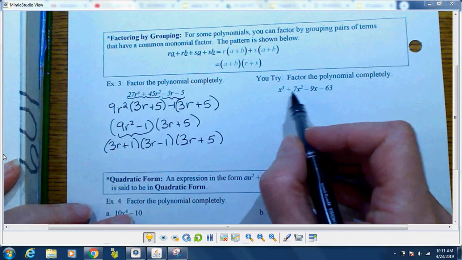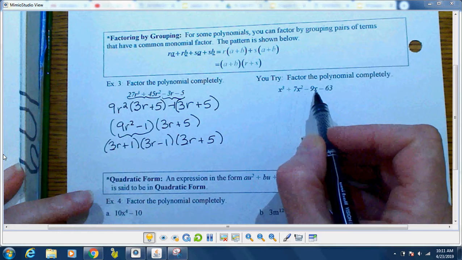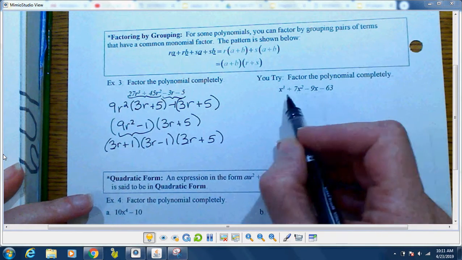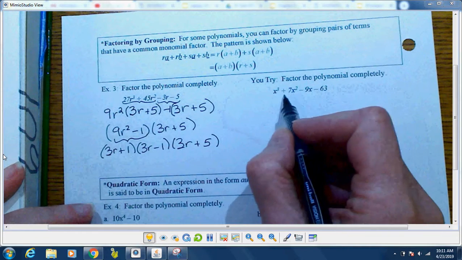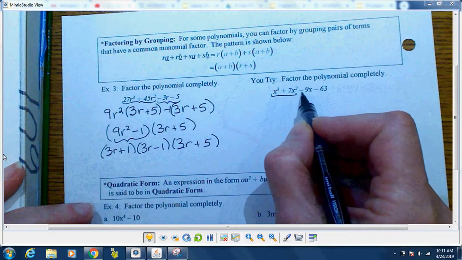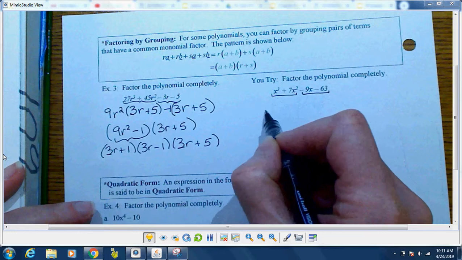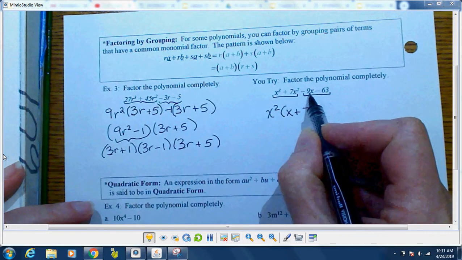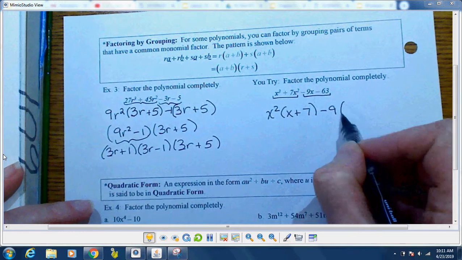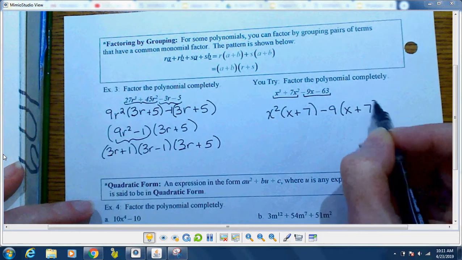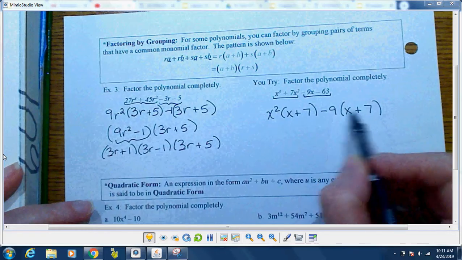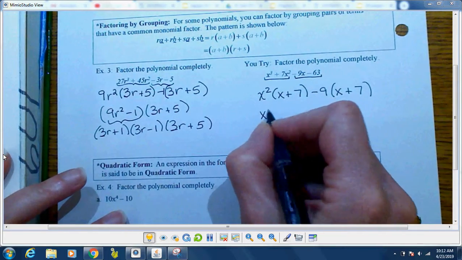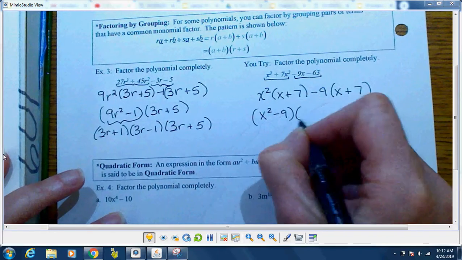All right, let's look at this one. I have an x, a 7, a 9, and 63. Well, I know that 9 times 7 is 63, so I'm guessing that's where we're going with this. Okay, let's factor these two first, and then we'll do those two. So this is x squared times x plus 7. I'm going to take a negative 9 out of this one, and I get x plus 7. I have to change the sign. Negative 9 times positive 7 is negative 63. So now I'm left with x squared minus 9 times x plus 7.